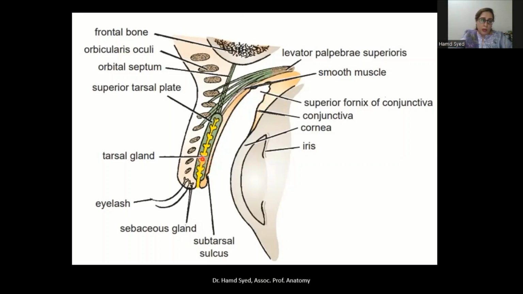Also in this diagram, you can see the tarsal glands present on the inner aspect of the eyelid, and also you can see the subtarsal sulcus, which is present 2 millimeters from the margin of the eyelid. And the clinical significance of this sulcus is that foreign particles tend to get trapped within this subtarsal sulcus.